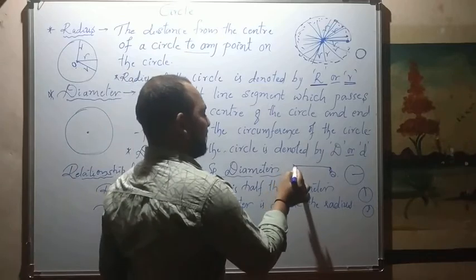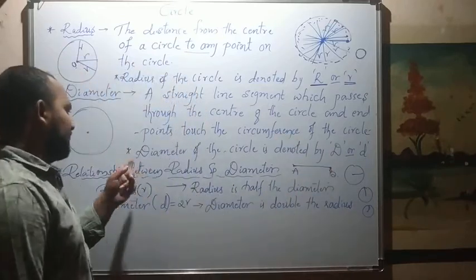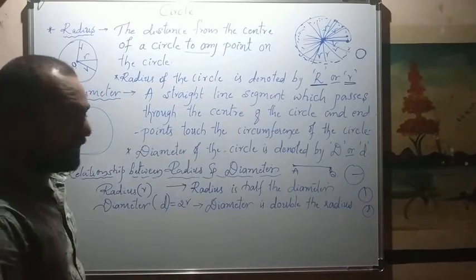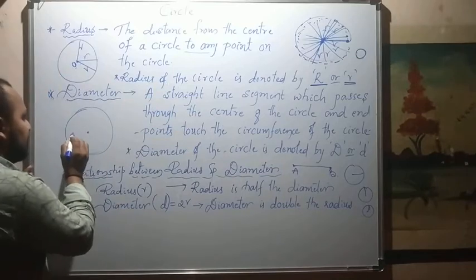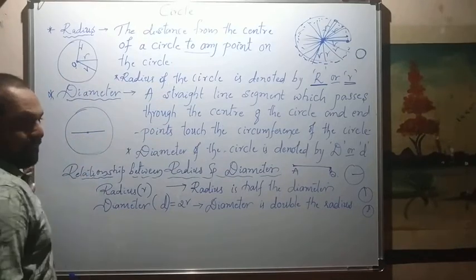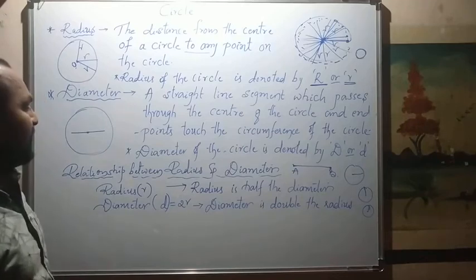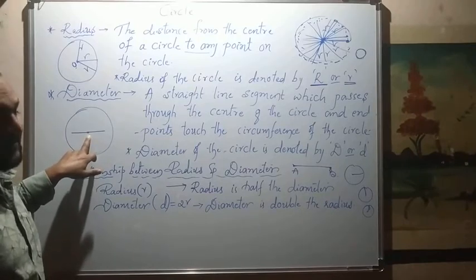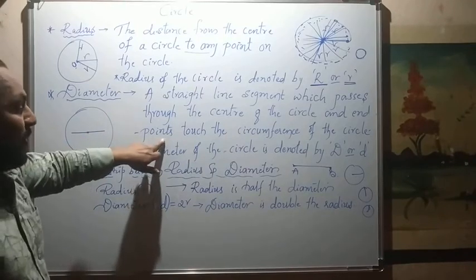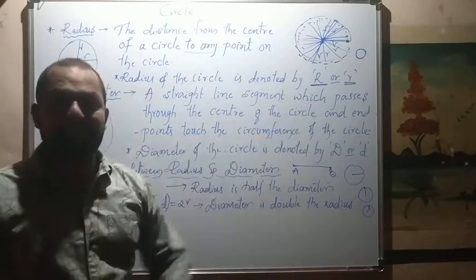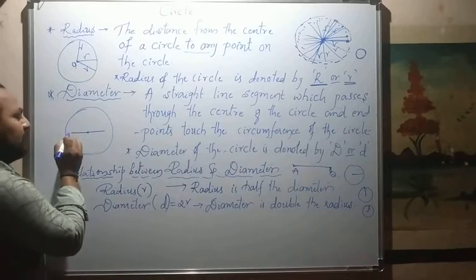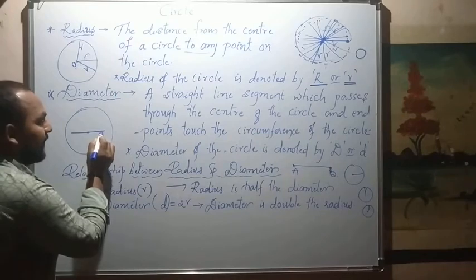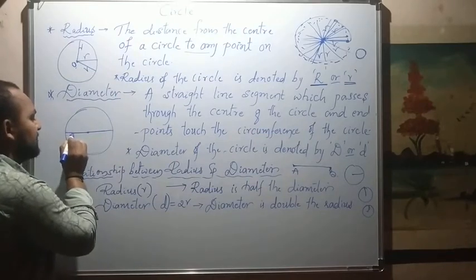Okay, then a straight line segment which passes through the center of the circle. A line segment, a straight line segment which passes through the center of the circle and end points touch the circumference of the circle. The end points touch the circumference of the circle.